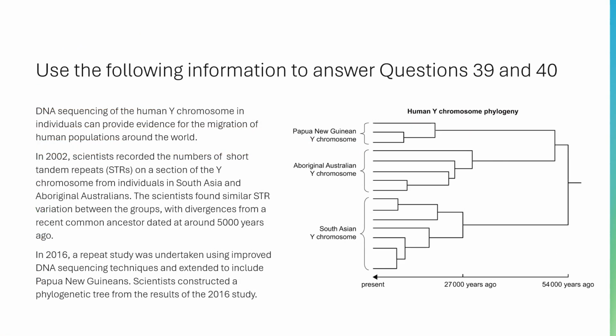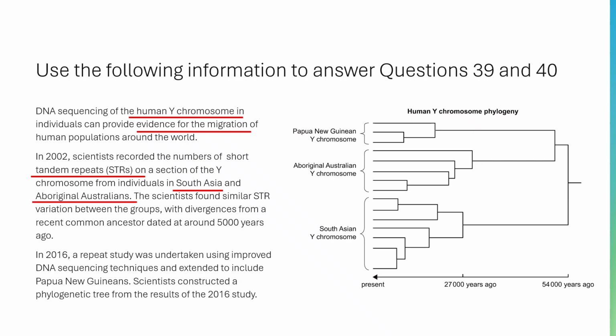DNA sequencing of the human Y chromosome in individuals can provide evidence for the migration of human populations around the world. In 2002, scientists recorded the numbers of short tandem repeats, STRs, on a section of the Y chromosome from individuals in South Asia and Aboriginal Australians.